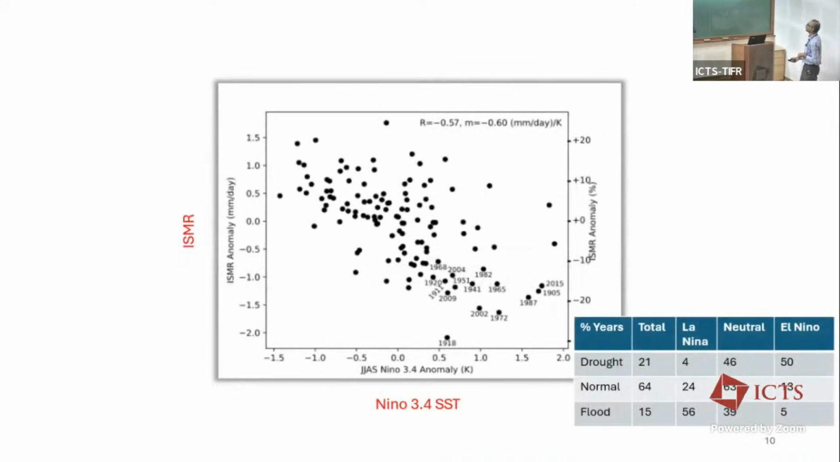So do a scatter plot of Nino 3.4 SST anomaly with ISMR for the last 120 years, and it looks like this. Whether you call it a good relationship or not is up to you. The correlation is about 0.57, with a slope of minus 0.6 millimeters per day per Kelvin change in the SST. Some important years I have marked here, like 1972 or 1918, as the very strongest drought ever.